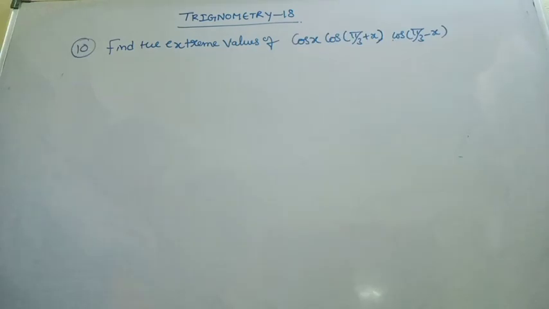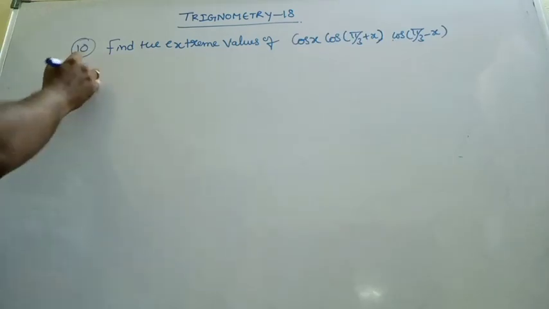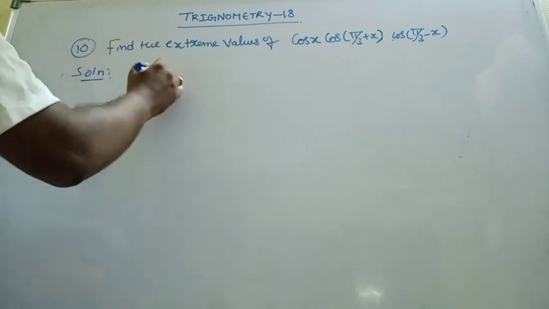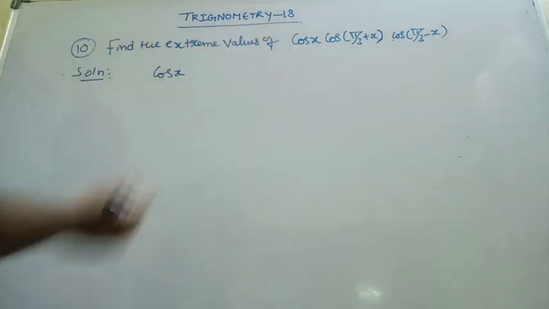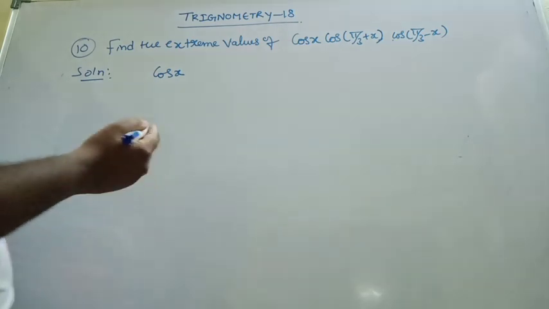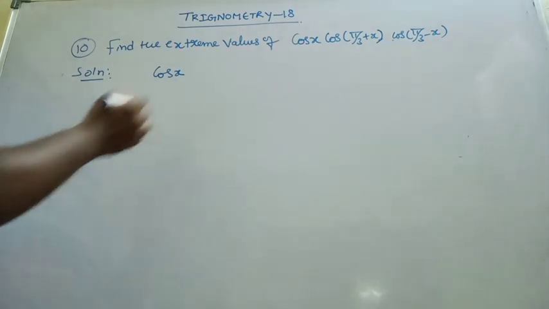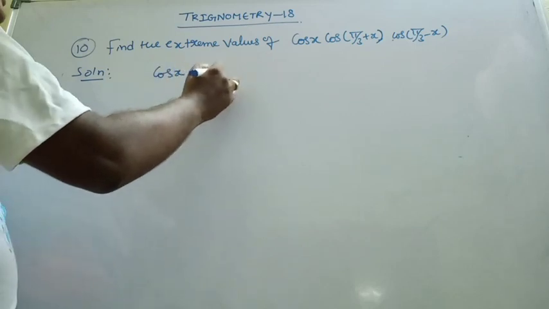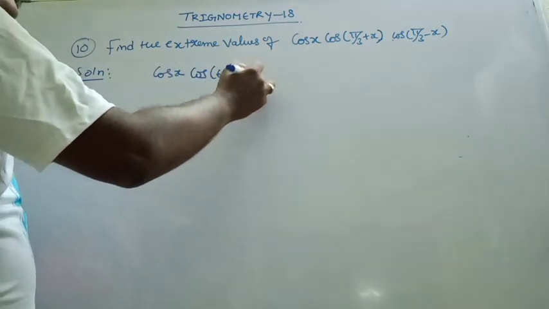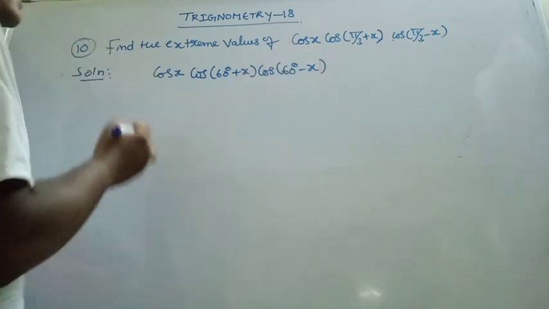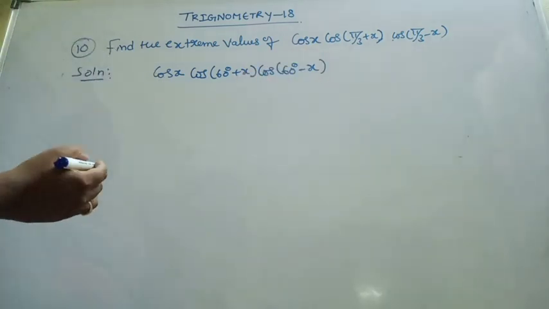Right, now see, my dear students, the 10th problem we are having, the last problem of this video. We are given: find the extreme values of cos x cos(pi by 3 plus x) cos(pi by 3 minus x). Pi by 3 means 180 degrees by 3, that is 60 degrees. Now cos x, cos(60 degrees plus x) into cos(60 degrees minus x), you are having like this. Right, we need to find the extreme values of this.